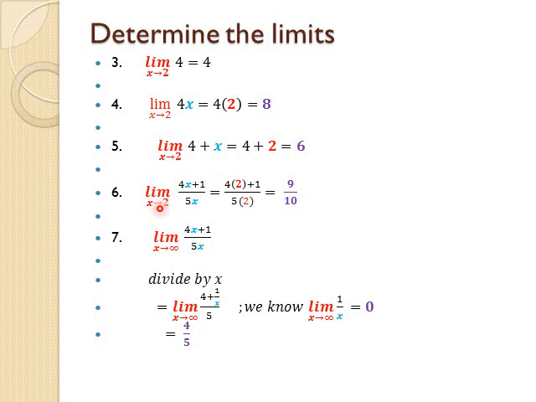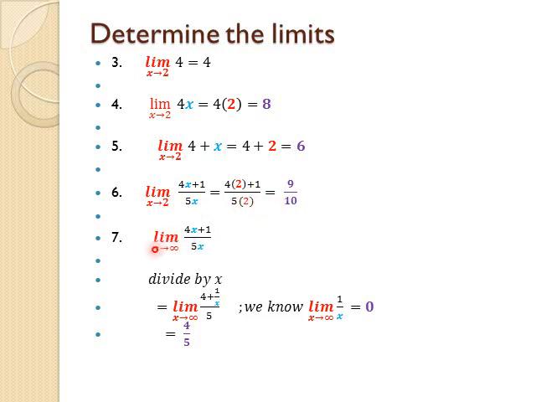If I take the limit here, take note, x cannot be equal to 0, because then we divide by 0. So therefore, (4x plus 1) over 5x becomes 4 times 2 plus 1, and 5 times 2. 8 plus 1 gives me 9, and 5 times 2 gives me 10.